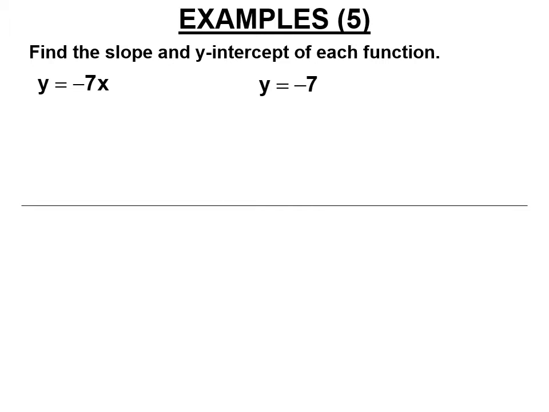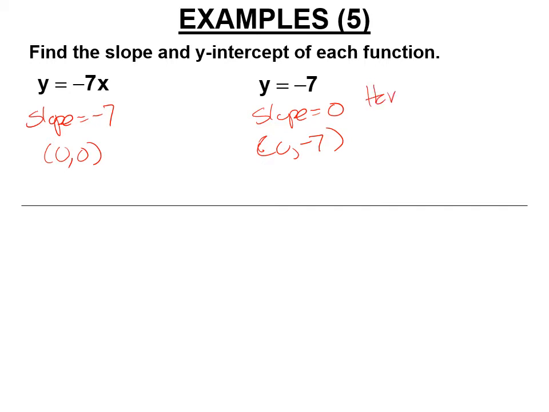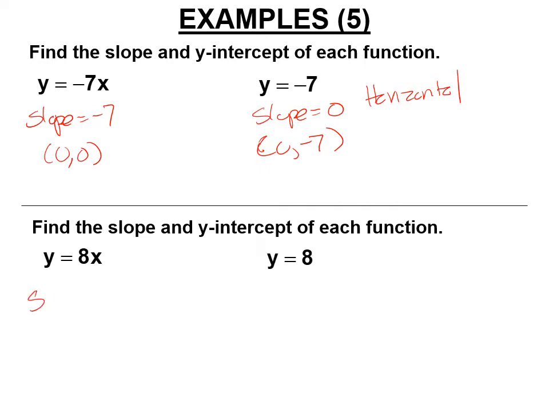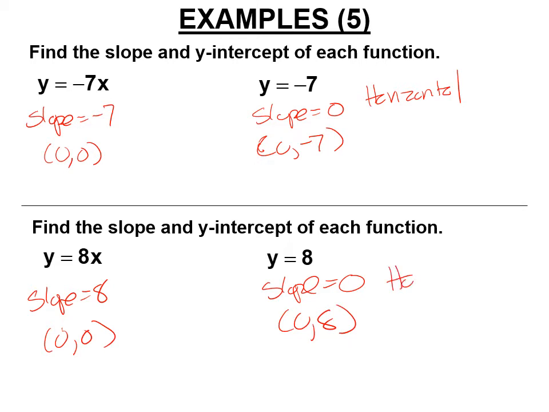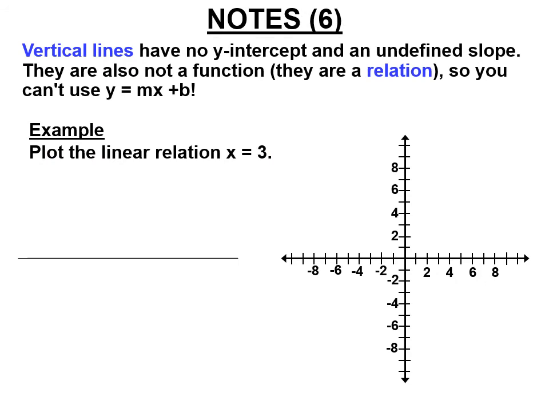So let's look at the difference here. The slope of this one is -7. The y-intercept is (0, 0). This is a slope of 0 and a y-intercept of (0, -7). Which one's horizontal? This is the horizontal line. The slope of this one is 8, and the y-intercept is (0, 0). This one has a slope of 0 and has a y-intercept of (0, 8). That over there is the horizontal line.